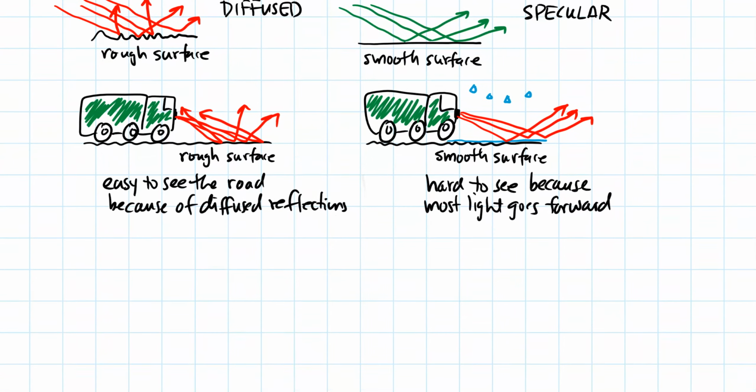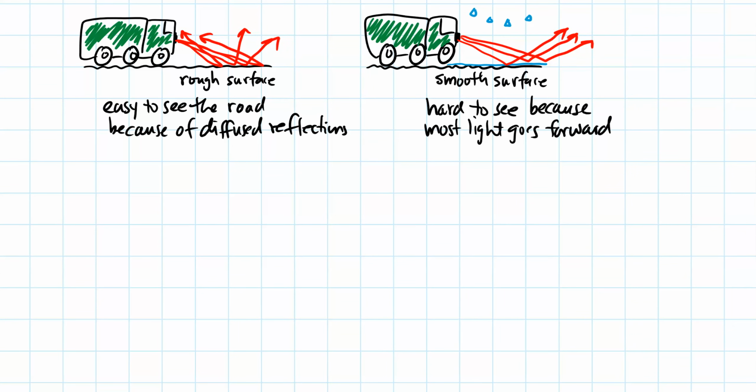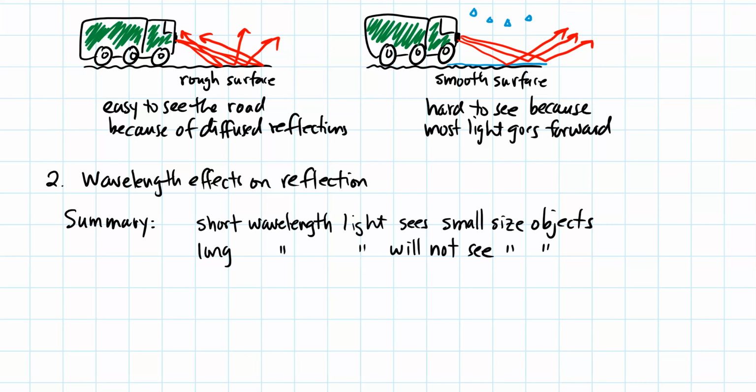The second thing that affects reflection here is the wavelength effect. The wavelength effect on reflection. If you want to see something small, you need to shine light that has a short wavelength. Whereas if you shine long wavelengths on something small, you won't see the details. So in summary, short wavelength light sees small size objects. On the other hand, long wavelength light will not see small objects.